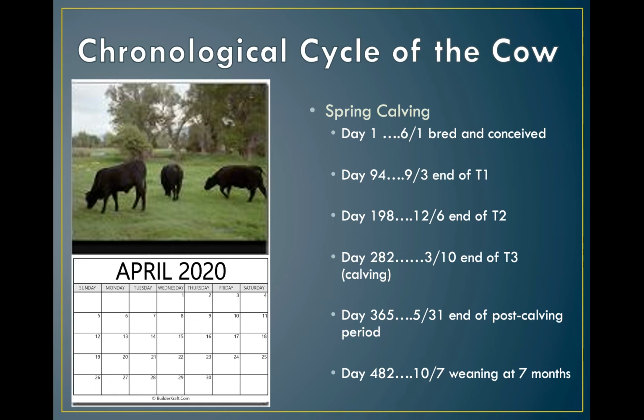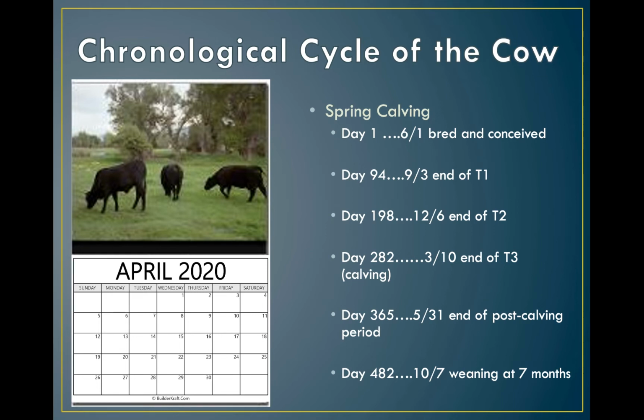Okay, so in a spring calving operation, day one is going to be when that cow is bred. So that starts trimester 1. Let's say that she got bred on June 1st. That means that day 94 would be approximately September 3rd. That would be the end of trimester 1. Day 98 would be December 6th, and that would be the end of trimester 2.